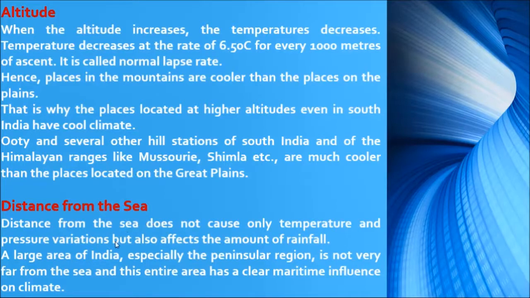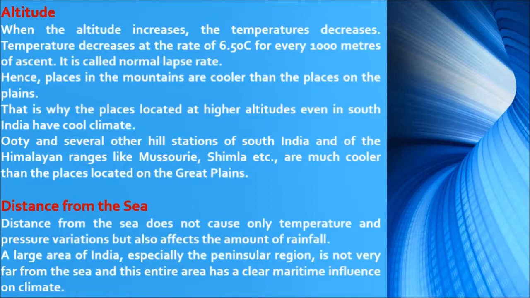Now let us talk about the distance from the sea. The next topic is distance from the sea. Distance from the sea does not cause only temperature and pressure variation, but also affects the amount of rainfall. So here, as the altitude increases, the temperature decreases. So it is related to the temperature and shows its variations.